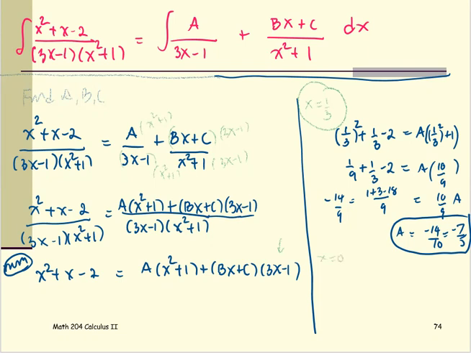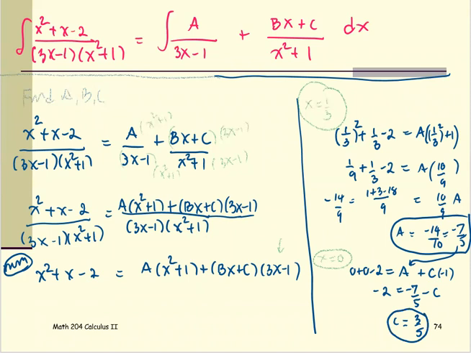My favorite number is x equals 0. If I use x equals 0, I will get the left hand side 0 plus 0 minus 2 equals A times 0 plus 1, which is A. B times 0 is 0, going to be plus C times 0 minus 1, so going to be minus C. So I have negative 2 equals, what is my A? A is negative 7 over 5 from here, and then minus C, or C equals, I just rewrite it in a quick way. So C equals 3 over 5. And you can work on your algebra if you need more detail.